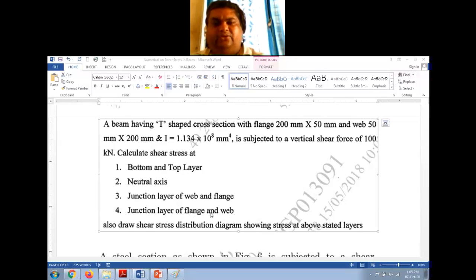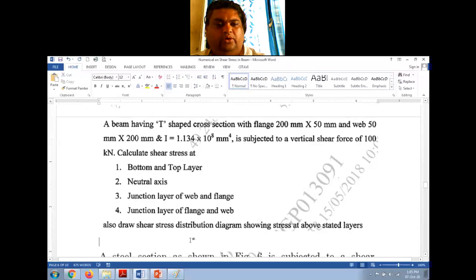and web. Actually, these two are same. There is only one junction there. There are no two junctions. So I don't know why they have put it like this. Also draw shear stress distribution diagram showing stress at above stated layers.